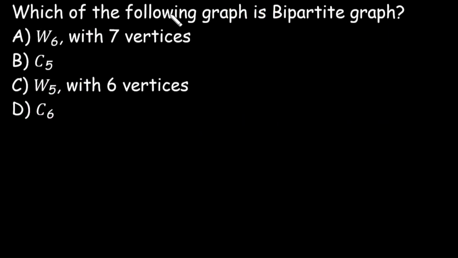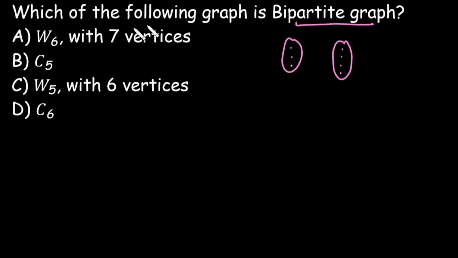Next question we have: which of the following graphs is a bipartite graph? Bipartite graph means we can divide the vertices into two sets such that no two vertices in one set are connected with each other by an edge, and no two vertices in the other set are connected by an edge. In this case, we just need to find which one is a bipartite graph.